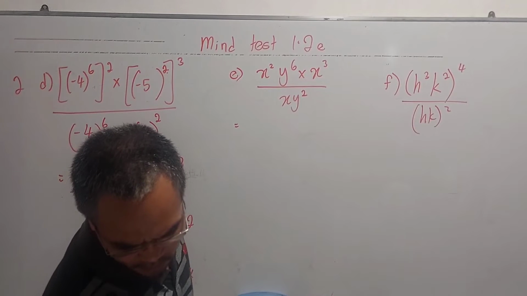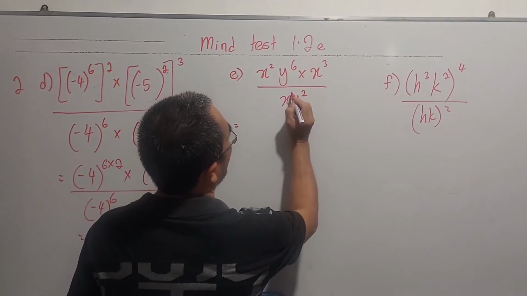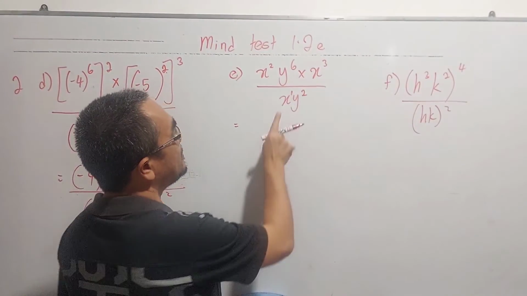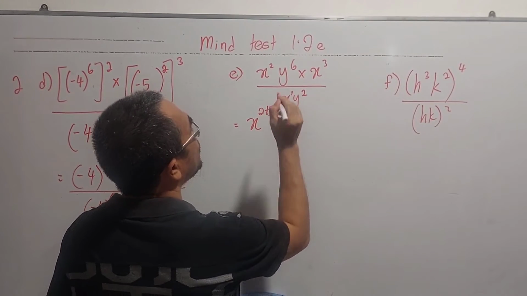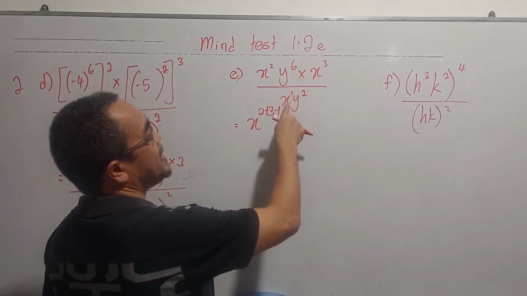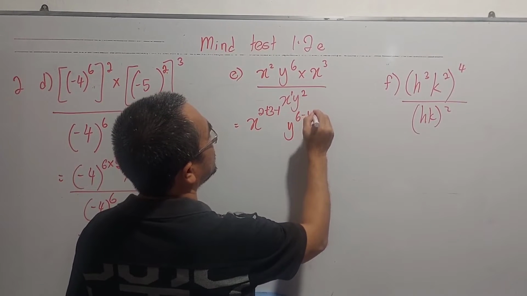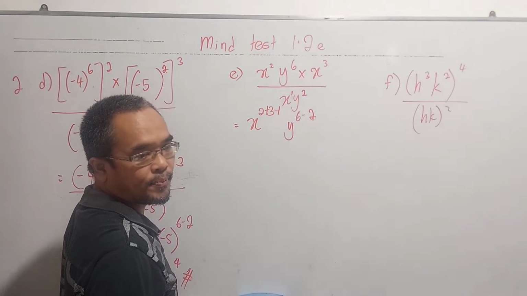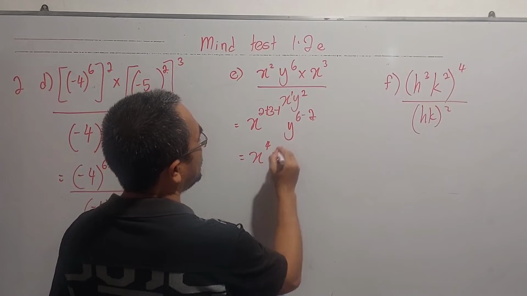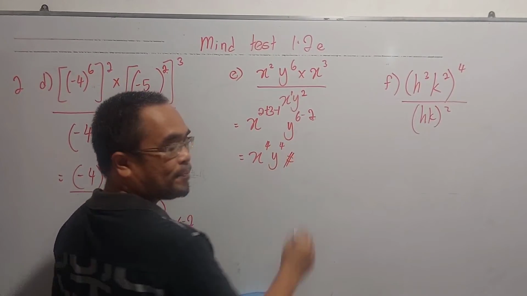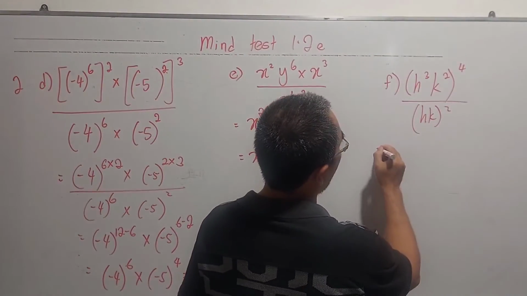Is there a bracket there for E? No bracket. Okay, so no bracket. First, you had better write x to the power of 1 here. So we can combine 2 plus 3 minus 1. That is for the base of x. 2 plus 3 and then minus 1. Okay. Then y, 6 minus 2. Okay. Right. So x to the power of 4, y to the power of 4. Any question on this? Alright, let's continue with F.